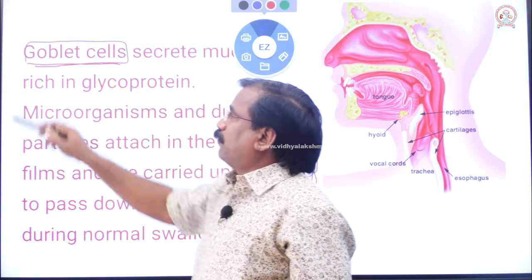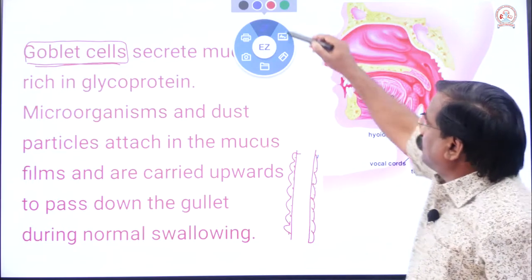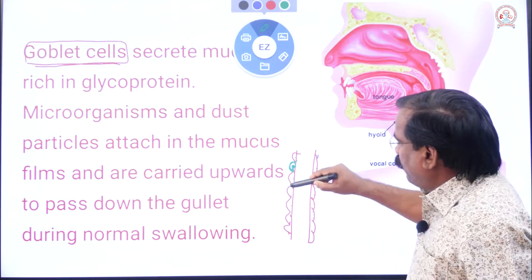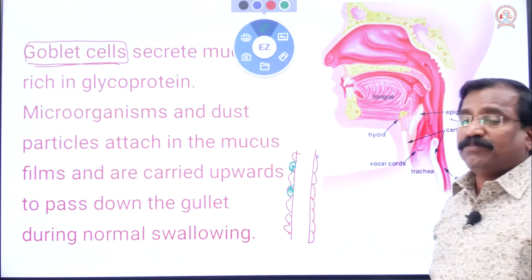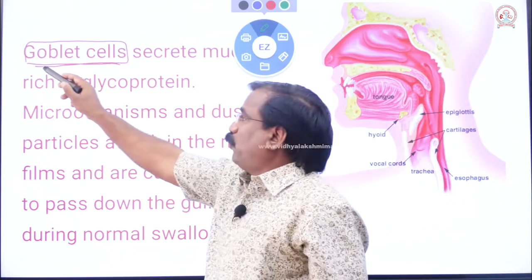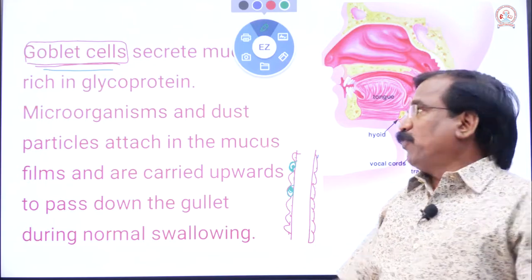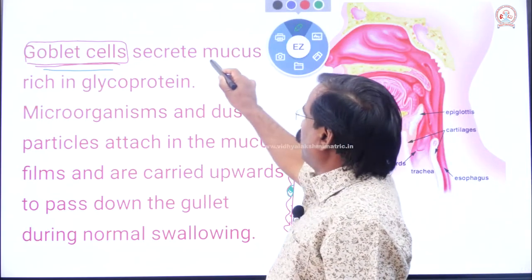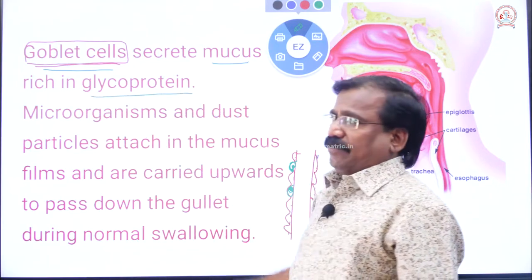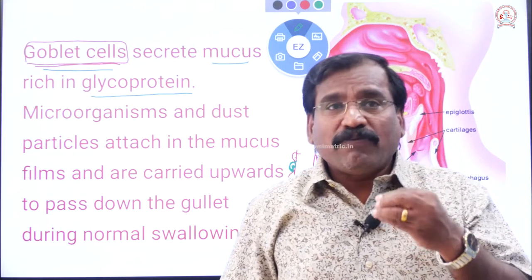Important, all take down. Some specialized secretory cells are there, and they are called goblet cells. The goblet cells produce and secrete the mucus. Chemically, the mucus is a viscous substance made up of glycoprotein.